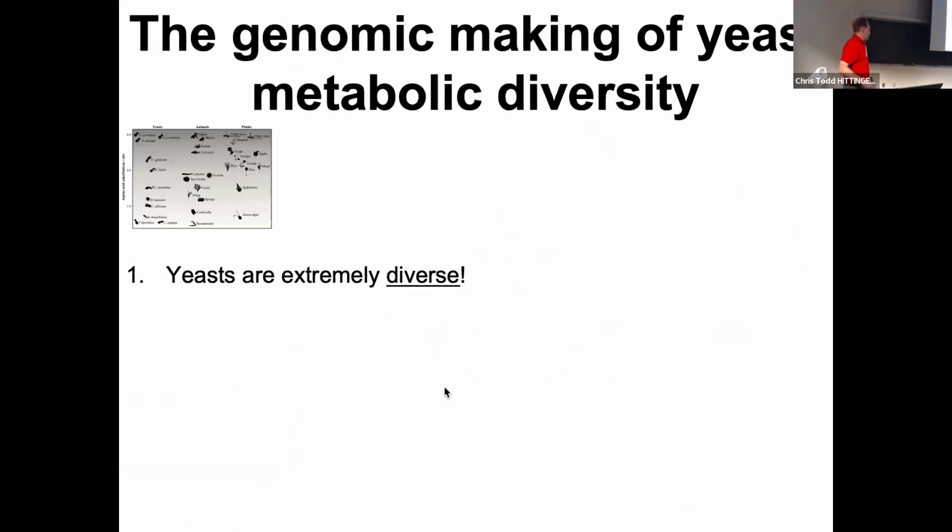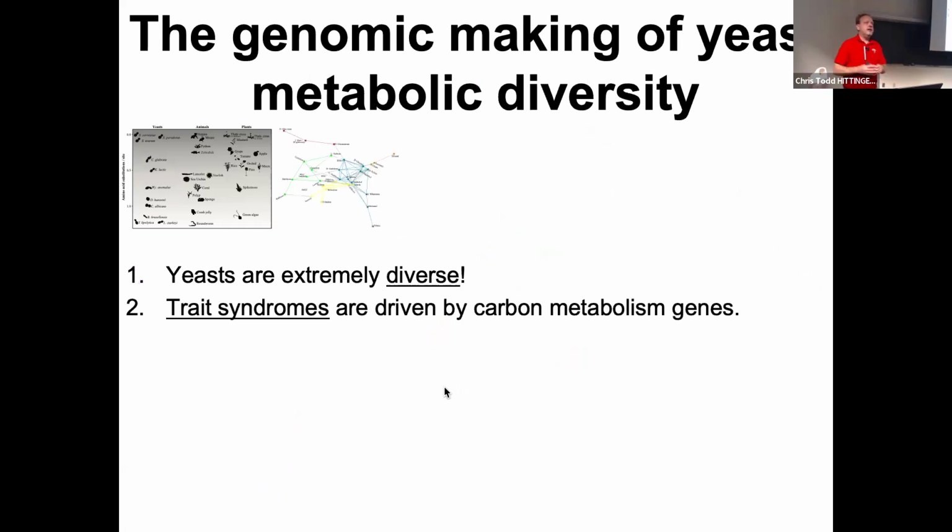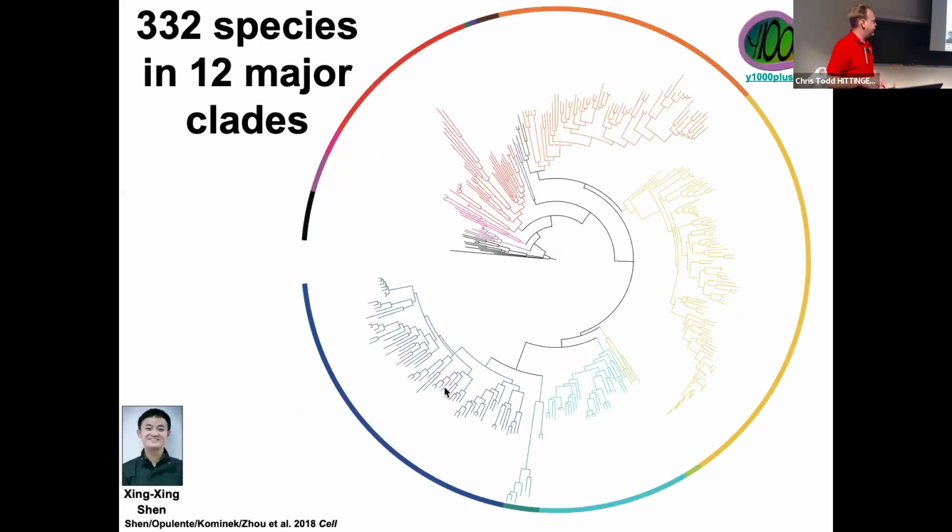Okay, so a couple take-home points before we delve into the next mini stories here. Yeasts are extremely diverse. Hopefully you're convinced of that, as diverse as the whole animal kingdom. And these trait syndromes, this concept is real. They're driven by carbon metabolism genes, and they're deeply embedded in the data. These carbon metabolism genes tend to come and go together in sweeps.